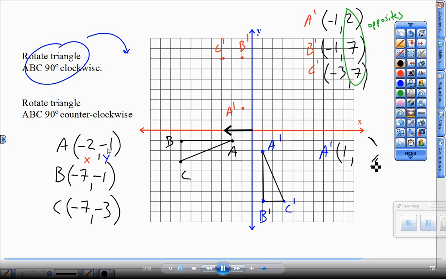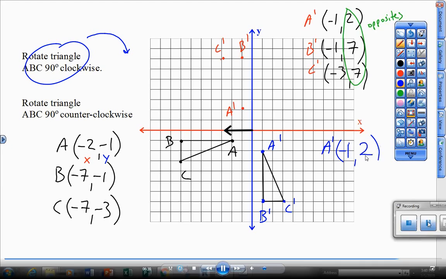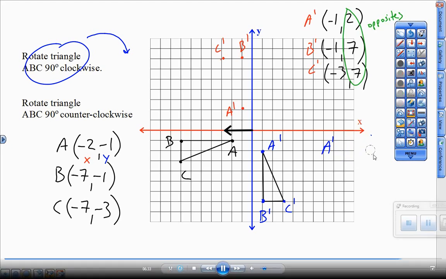So -1, 2 made opposite is +1, -2. B made opposite is +1, -7. So again, the points flipped and the left side number made negative. So A, -1, -2 with that -1 made opposite becomes +1. And don't write negative right there. That's going to be positive. +1, -2. And again, I'm going to erase this because I'm making a little mistake here.